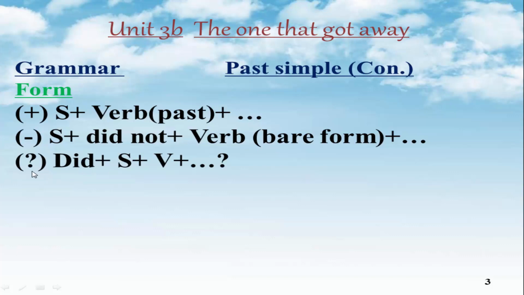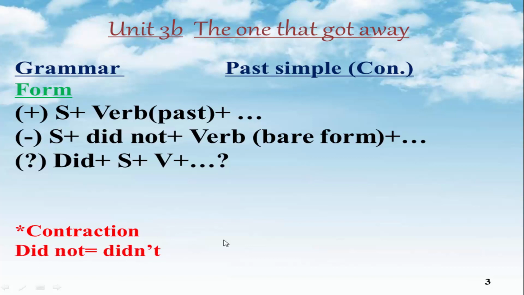And for the questions, look at this one. You have to add did in front of the subject, and then you have to plus subject, and then the verb that is in bare form. This is the yes/no question, but if you want to use WH question, you have to use WH question before did. So the contraction means short form, did not becomes didn't. You can pronounce it in two ways.